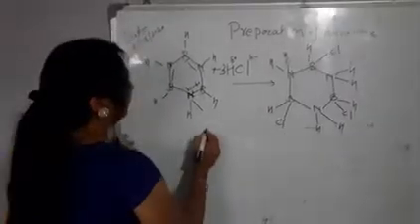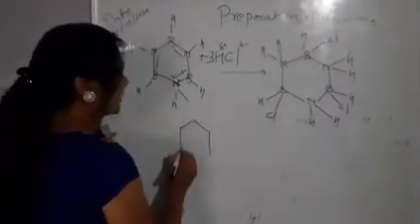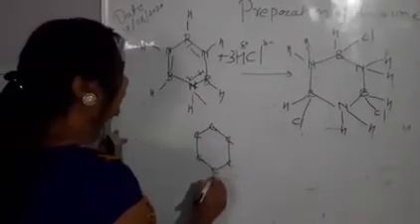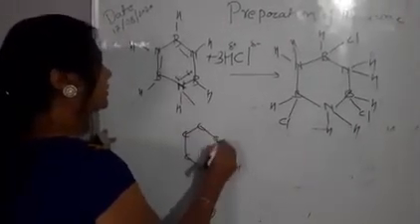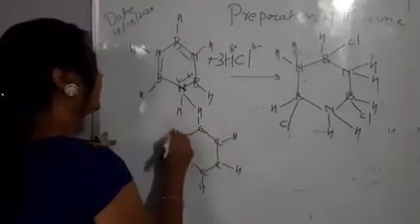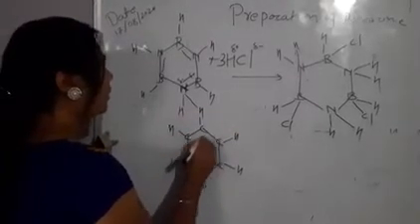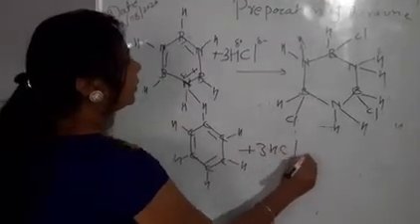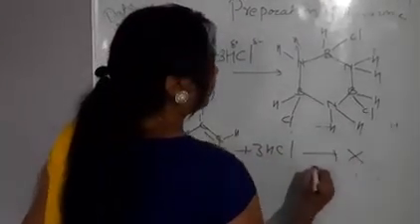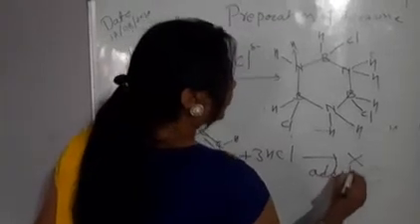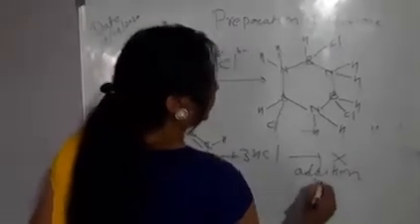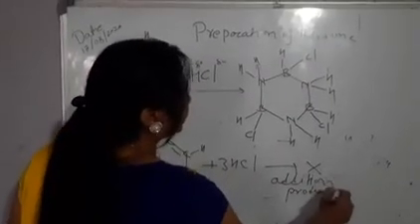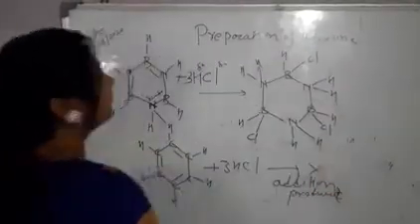But in the case of benzene, since all are carbon atoms having the same electronegativity, the pi bonds in benzene do not break when it is treated with HCl, and we do not get any addition product. So this is one of the differences between benzene and inorganic benzene, that is borazine.